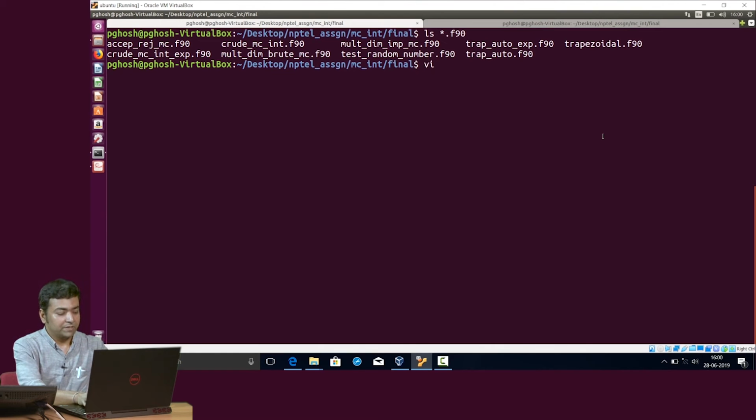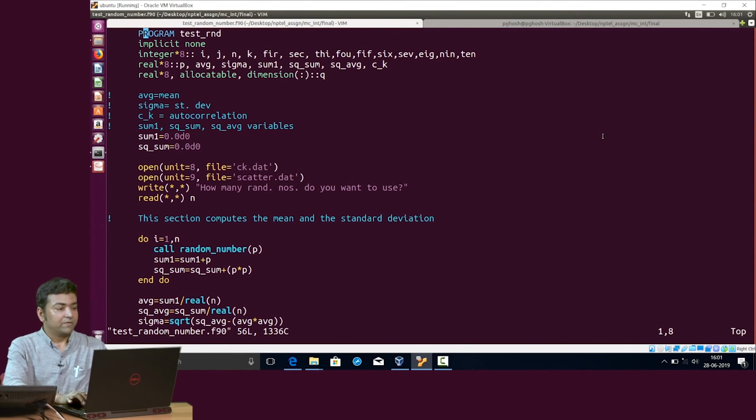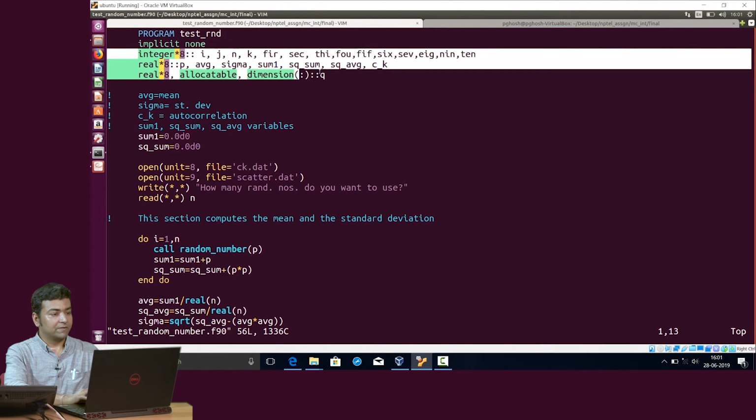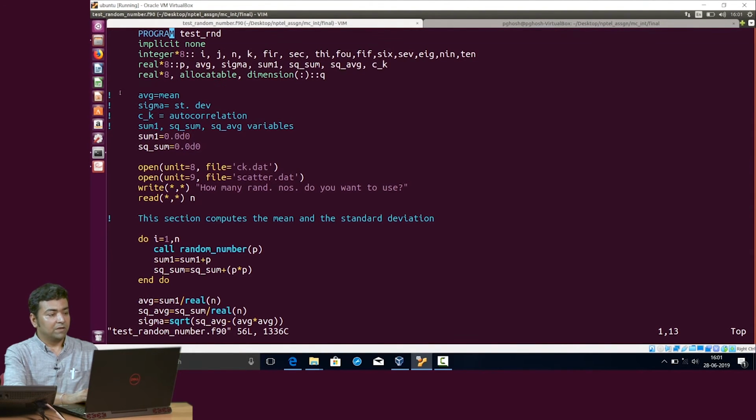For example, this is my code, test random number dot f90. I start with the Fortran keyword program, and then I have the program name, and then a set of variables. It is a long list of variables. Some of them are temporary variables used in the code, and others are the significant ones, and within comments I have kept what each means.